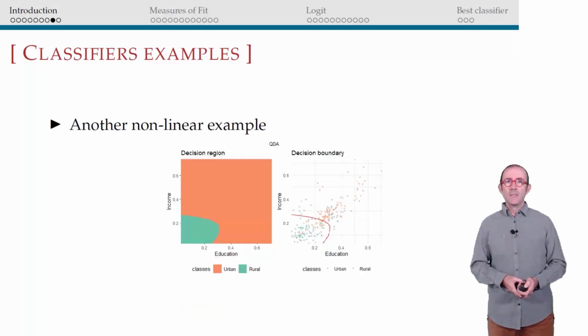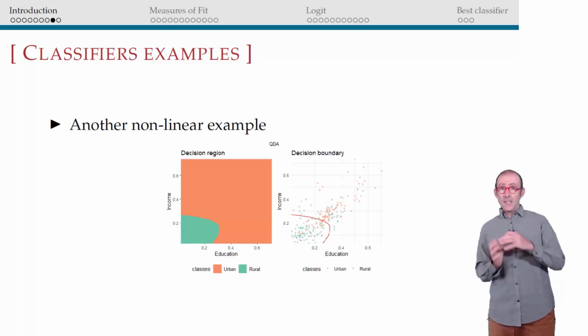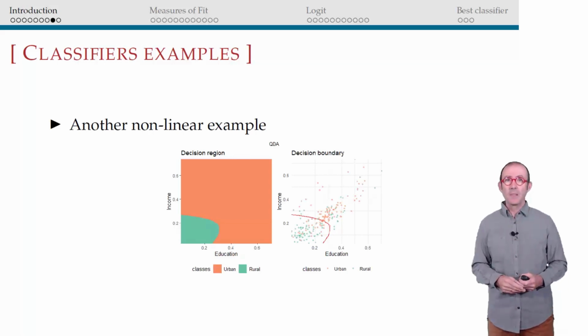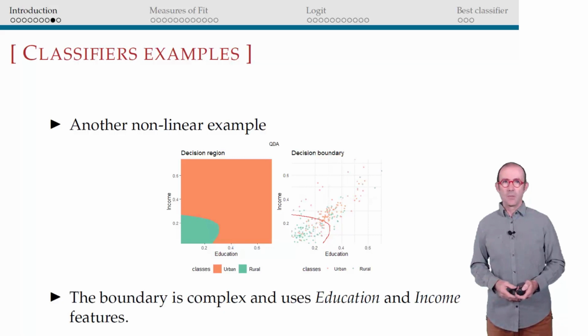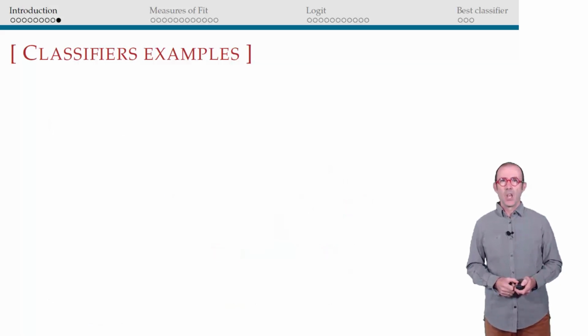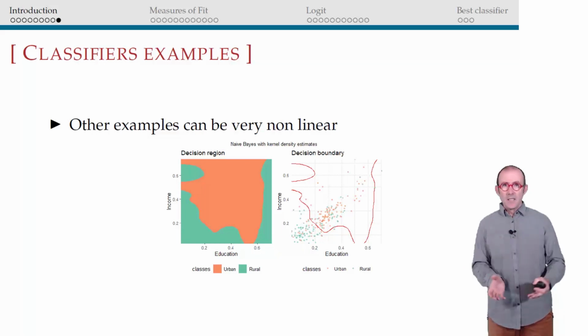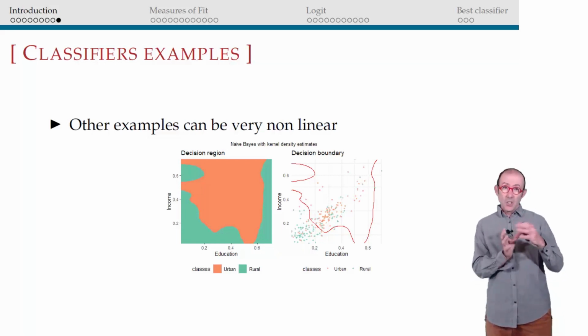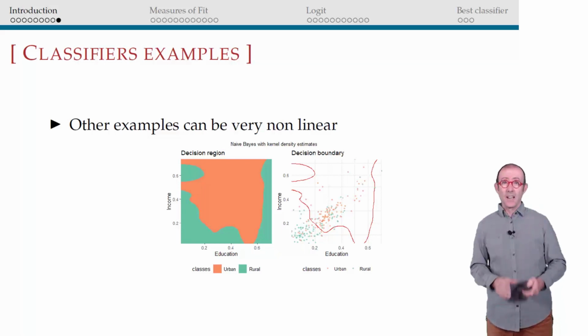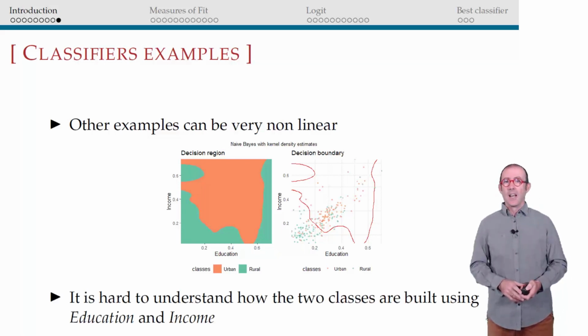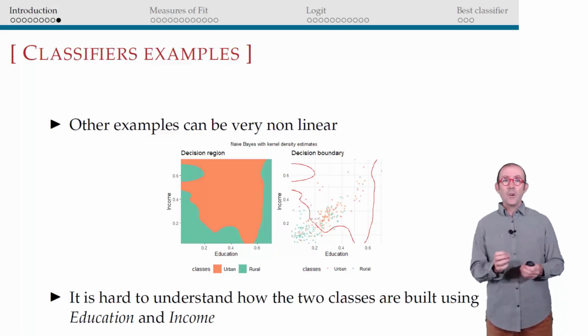Another example can be nonlinear in the other way. It has some weird shape here, and it works well as well. It's a little bit more complex maybe to understand the relationship between education and income there. There can be classifiers that provide very nonlinear decision boundaries and decision zones, classification zones there. And it is hard to understand how the two classes are built using education and income.